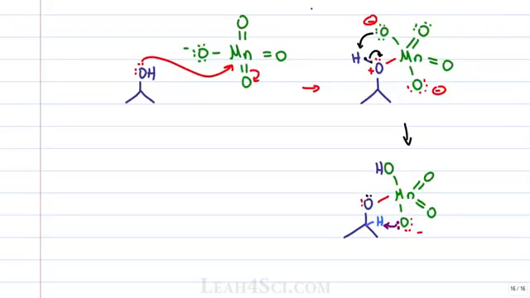That causes the electrons between carbon and hydrogen to collapse up towards the oxygen atom, forming a pi bond, which causes the electrons between oxygen and manganese to collapse onto manganese. And this gives us our final product, which is a ketone. Again, if this was an aldehyde, it would happen again and we would get a carboxylic acid.